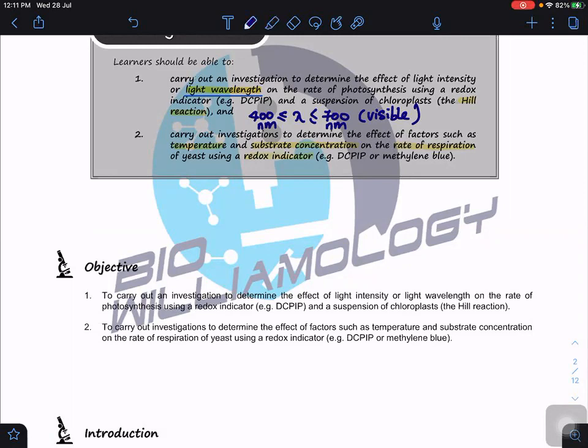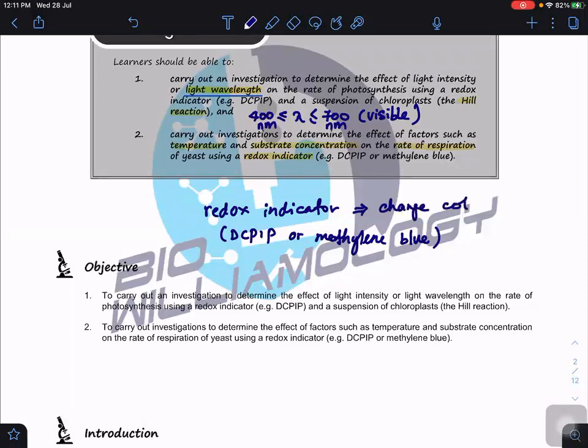So what can a redox indicator do? When we talk about redox indicators, for example, we're going to use DCPIP or methylene blue, these two. Please make sure that you remember the names of these two. For DCPIP, you do not need to give me the full name. Redox indicators can actually change color, depending on whether they are in the oxidized state or the reduced state. Are you clear?